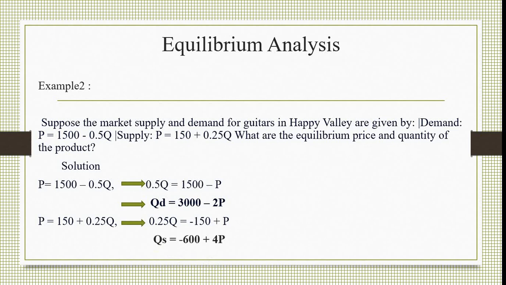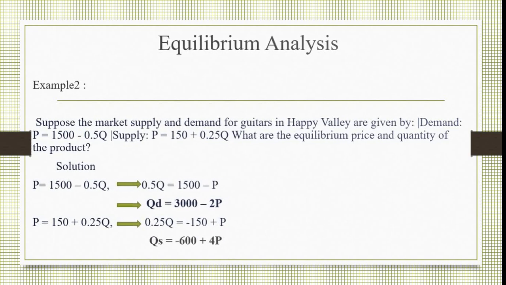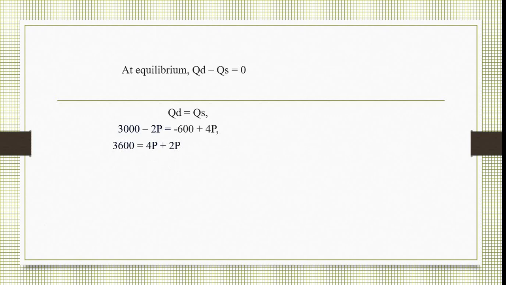To determine the equilibrium values, that is the price and the quantity, you equate demand to supply. At equilibrium, QD minus QS should be equal to 0. That is, the excess demand should be equal to 0. So QD equals QS, so the demand equation equals the supply equation. Bringing negative 600 to the left and negative 2p to the right, you're going to have 3600 equals 6p. Then you divide by 6, and you're going to have p equal to 600.